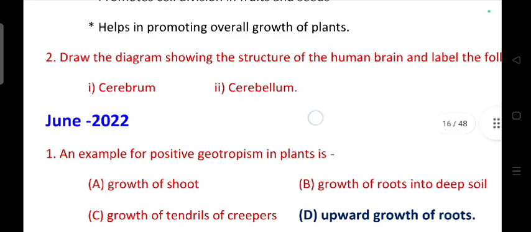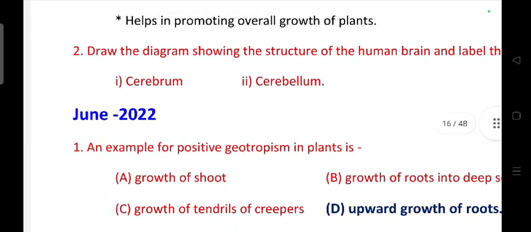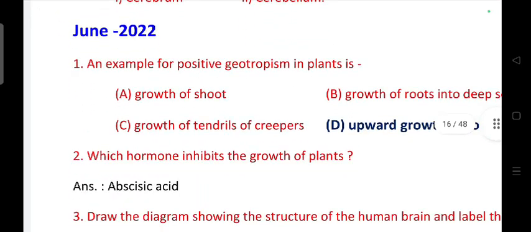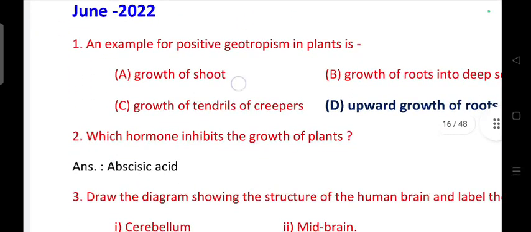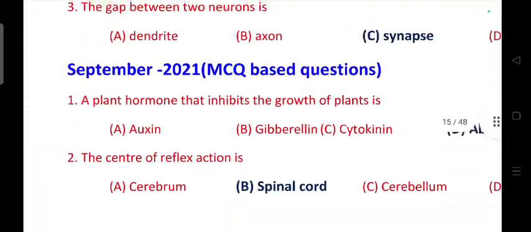So next, again a question was asked for 4 marks. Draw a diagram of a human brain and label the parts. This is already done. Next is June 2022. See, this diagram is in the last paper I have solved.